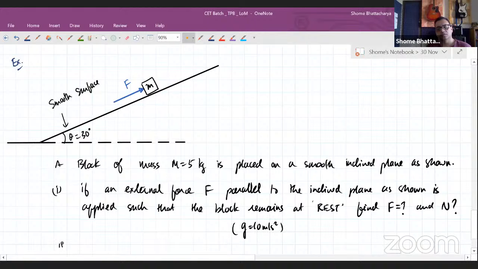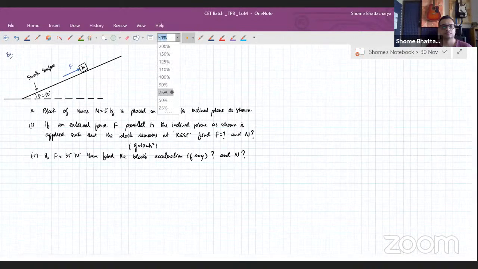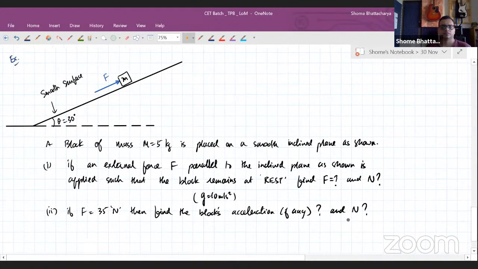And second part, if F is equal to 35 newtons, then find the block's acceleration, if any, and normal reaction. So just try out this question next, people. Same thing, you have to start with making the free body diagram.